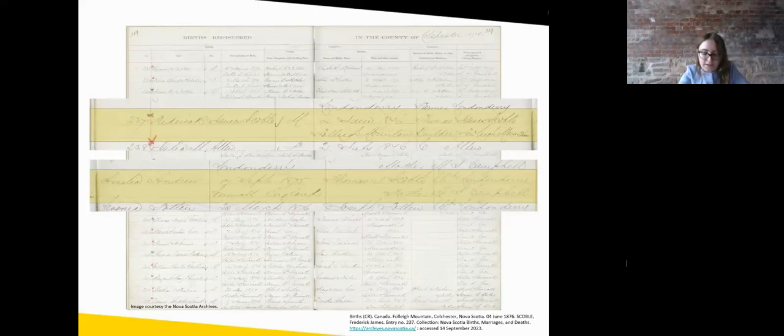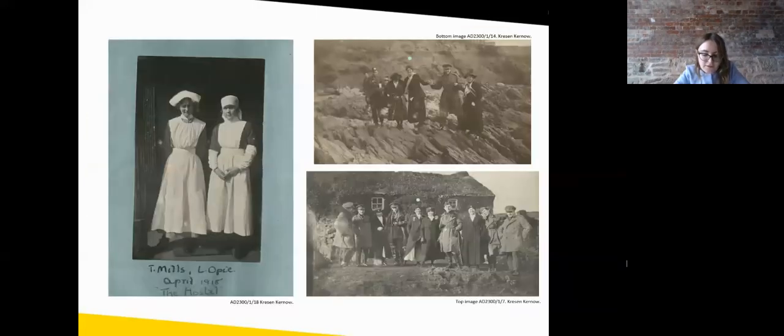Now, does Lucy's age in 1917 tie in with the presumed image of her in the album? This is the photograph I mentioned earlier of two women in nursing uniforms labelled T. Mills and L Opie, April 1918, the Hostel. As Lucy was born in 1881 and would have been 37 in 1918, she would have to be the woman on the left, despite the order the names are written in.